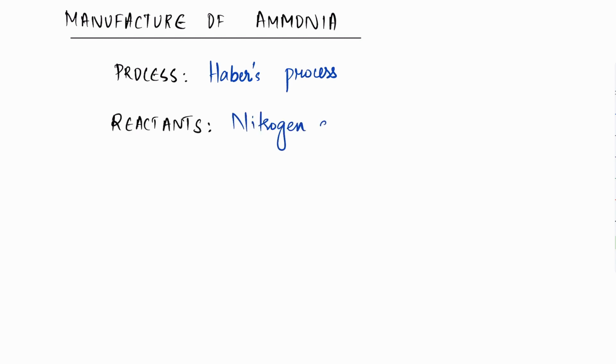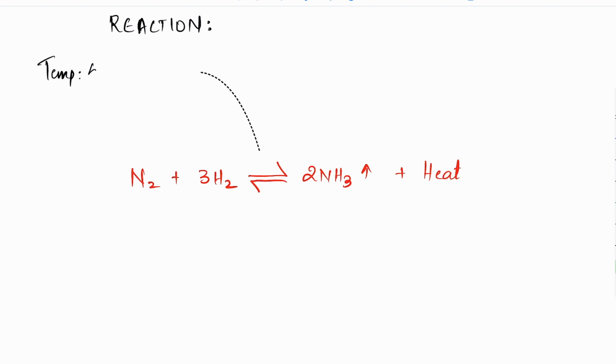How is ammonia manufactured? The process we use is called Haber's Process. The reactants used in the process are nitrogen and hydrogen in the ratio 1:3. The reaction during this process is nitrogen reacts with hydrogen to form ammonia. The temperature of the reaction should be between 450 to 500 degrees Celsius. The reason is that the reaction is exothermic, so a low temperature is preferred.